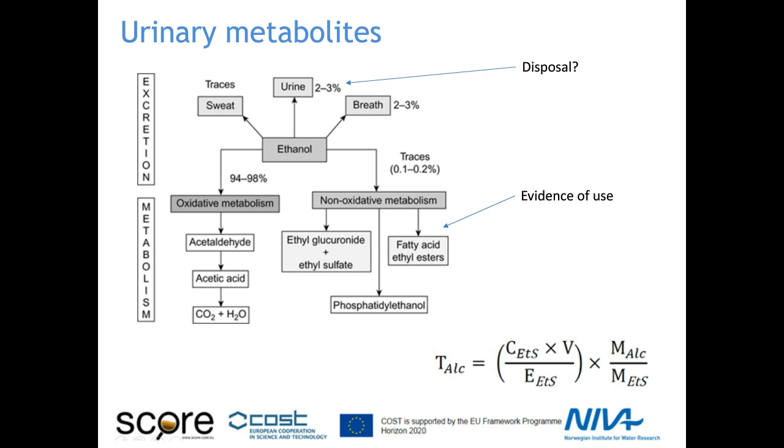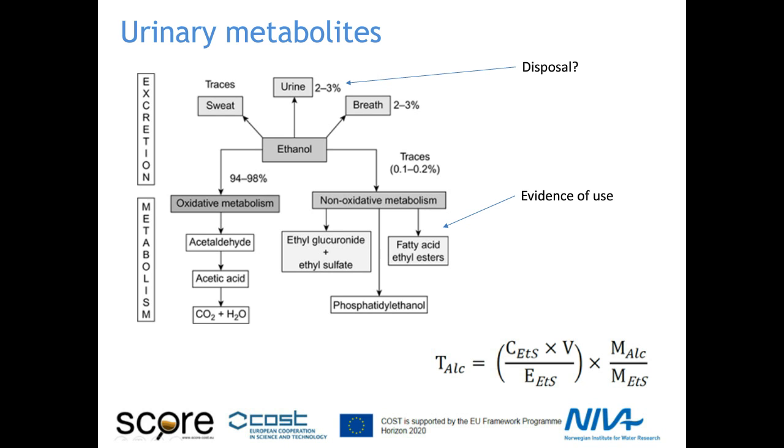So they're looking at measuring the amount of the metabolites in urine. They are very small amounts compared to the total amount of alcohol that has been consumed, but they're consistent, and these amounts are known. So what we do is we go and we measure, in the case of alcohol, ethyl sulfate. So we measure that in wastewater, and we can then back calculate how much alcohol has been consumed in the community, and quite accurately.